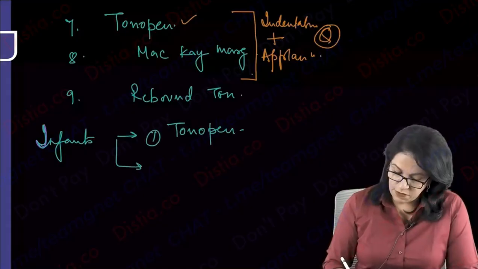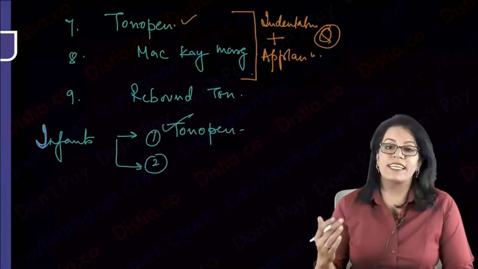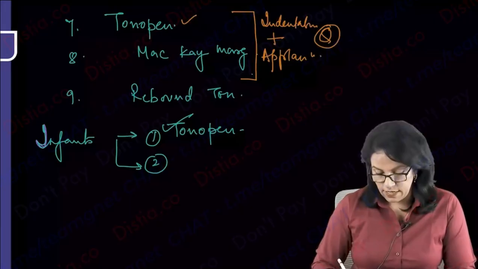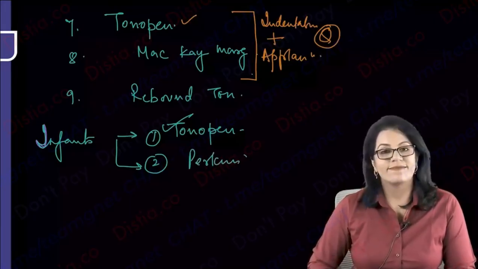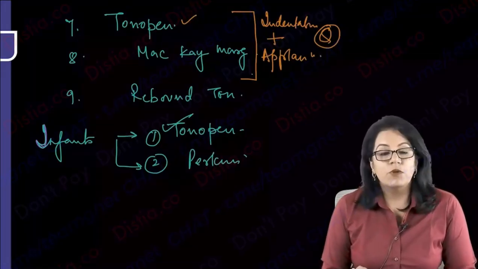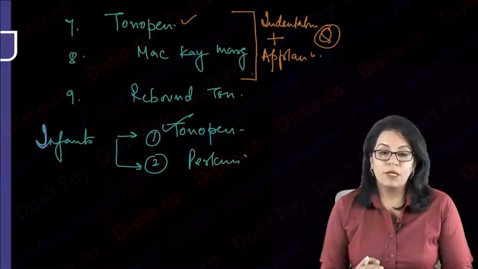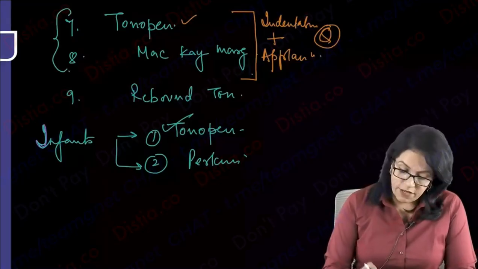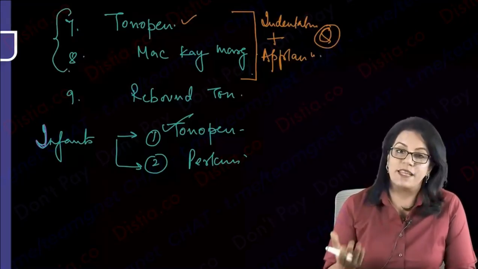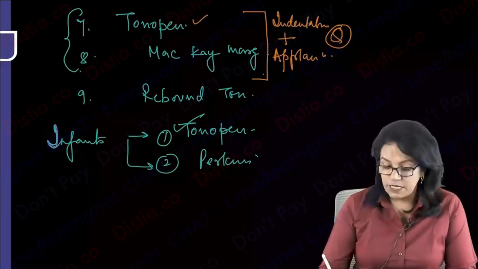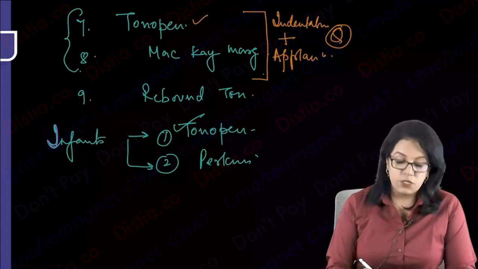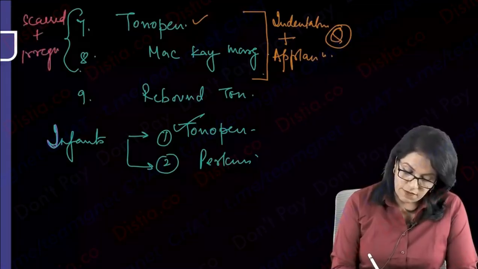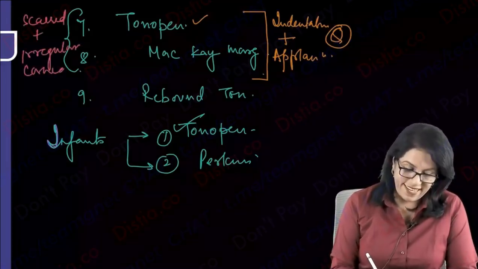Second choice after TonoPen would be, because TonoPen is the latest, McKay-Marg is an old name, I am going to choose TonoPen. And second would be Perkins for children. Right? Now, third question: which tonometer can be used in irregular and scarred corneas? Again, TonoPen and McKay-Marg. But again, if I have to choose one, I will choose the latest one, TonoPen. So TonoPen and McKay-Marg are based on both indentation and applanation, and these two can be used in scarred and irregular corneas. You have to remember the list something like this.